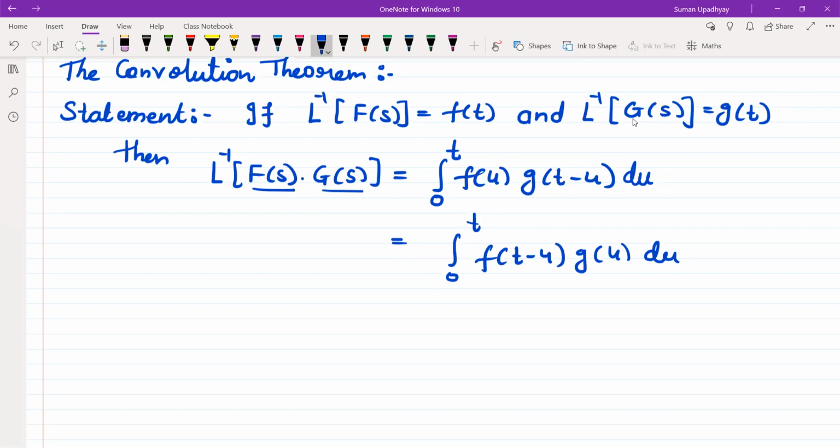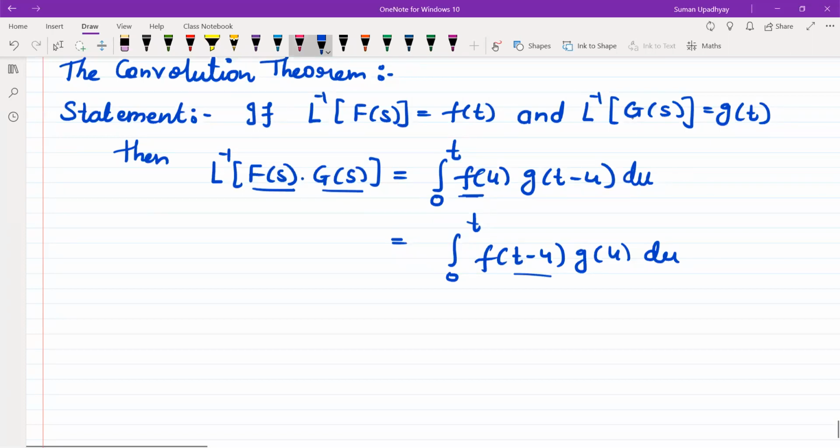To calculate the Laplace inverse of F of s into G of s, we are going to use this formula, which is the integration from 0 to t of f of u into g of t minus u, du. With respect to u, we are going to integrate. Again, I'll say it is not compulsory that you take f only as f of u. You can take f also as f of t minus u. It totally depends upon which will be convenient for us to calculate.